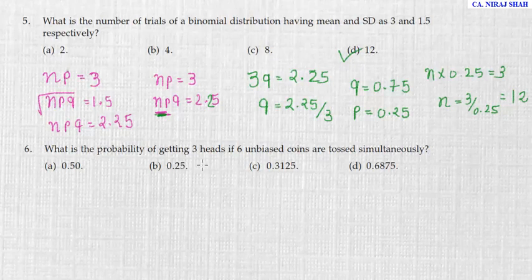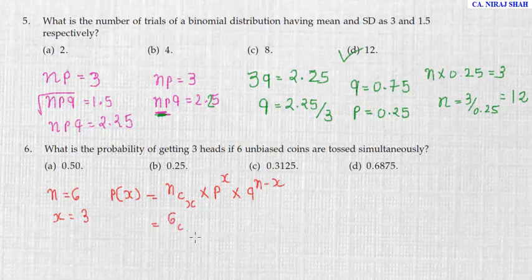What is the probability of getting 3 heads if 6 unbiased coins are tossed simultaneously? Now here n is equal to 6 and x, the required number of successes, is 3. Now the probability mass function in binomial distribution, P of X, is equal to nCx into p raised to x into q raised to n minus x. Let's put all the numbers here. n is 6, so 6C3 into p raised to x.